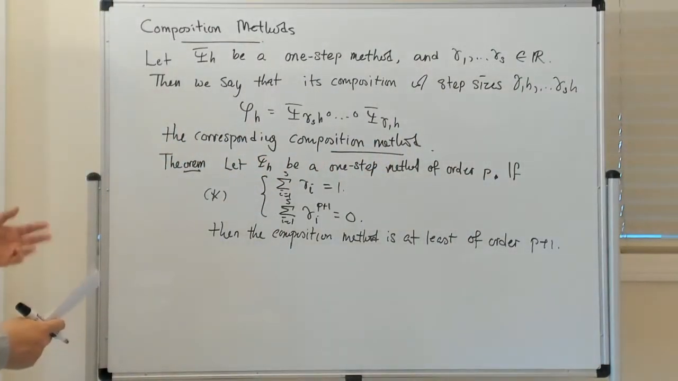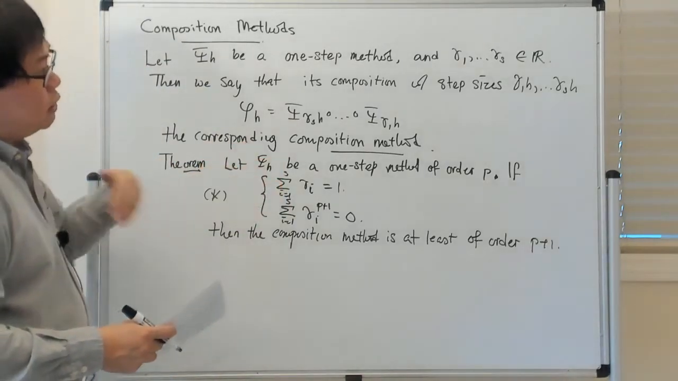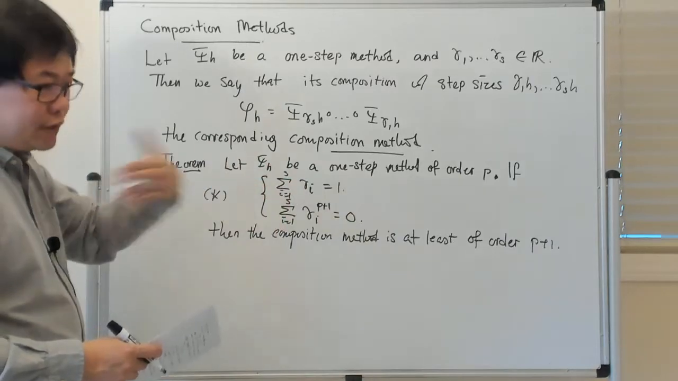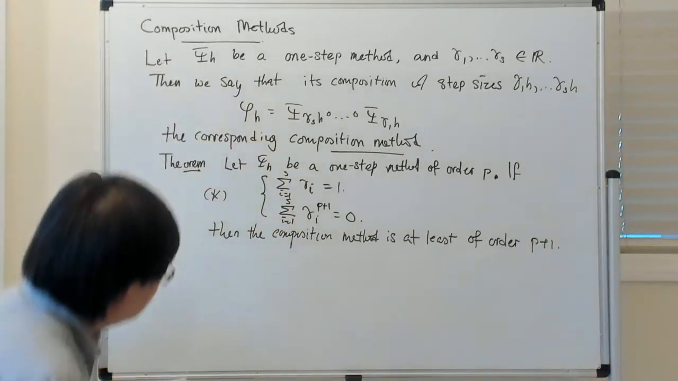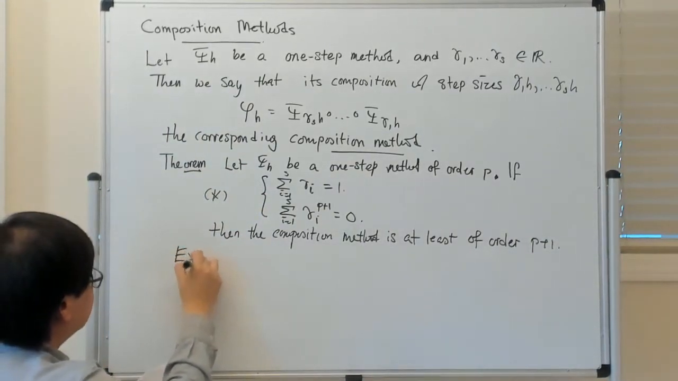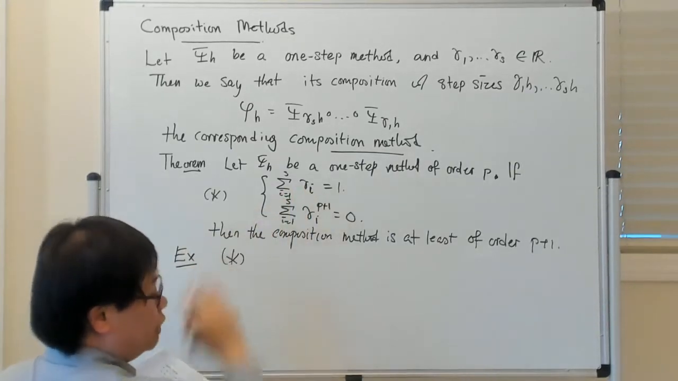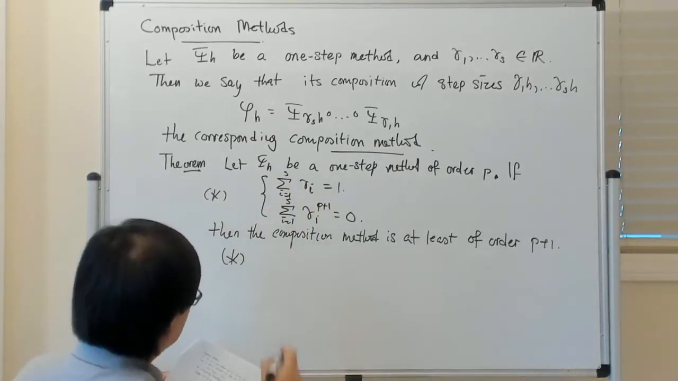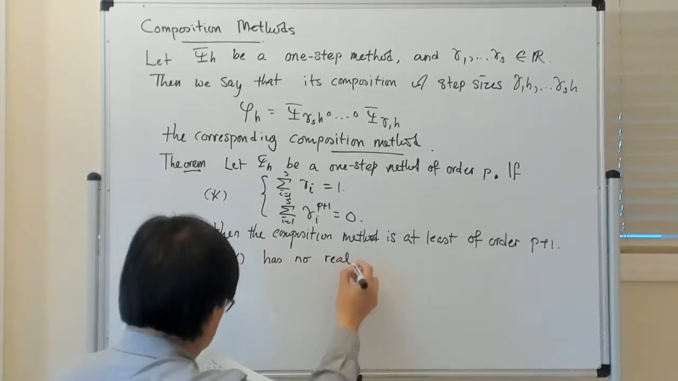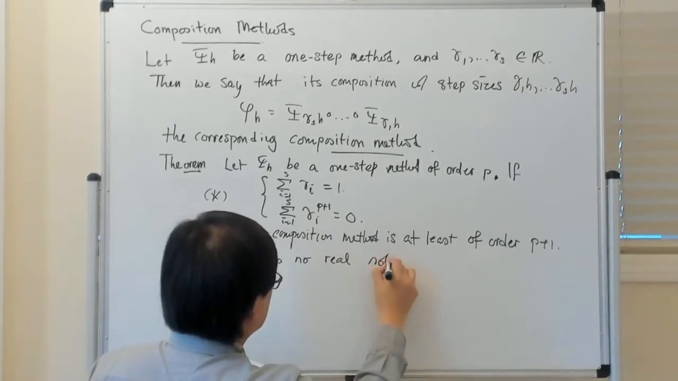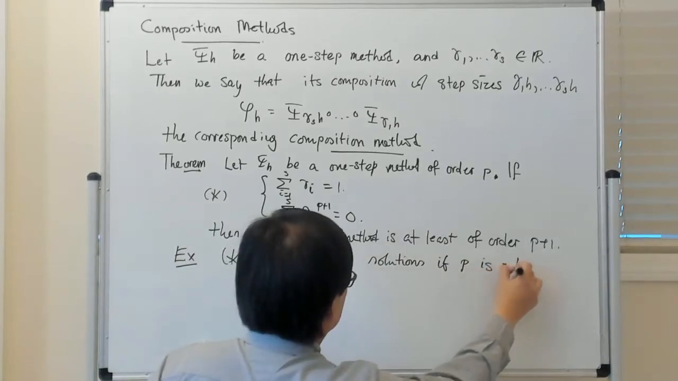So let me make some remarks. You can ask under what circumstances you can actually find a sequence of substeps gamma 1 to gamma s which satisfy those conditions. So let's look at some examples. This system of constraints on the gamma 1 to gamma s has no real solution if p is odd.